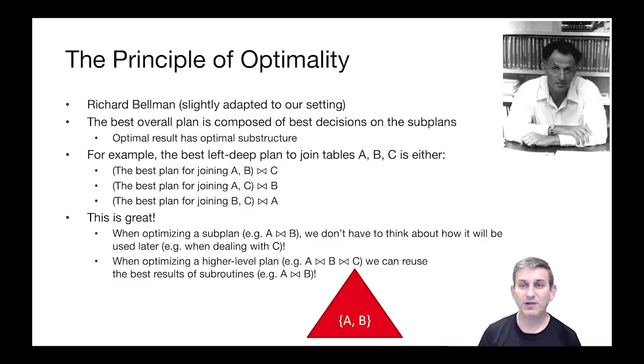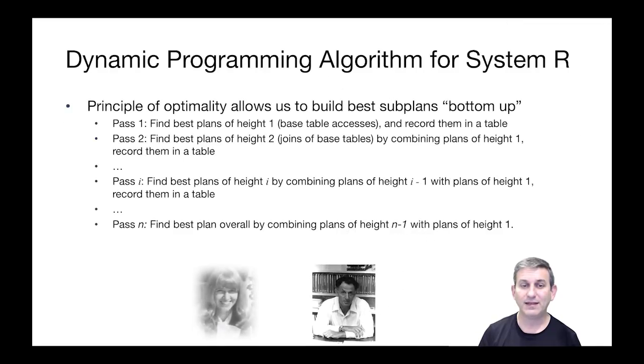Okay, so the principle of optimality leads to Bellman's dynamic programming technique, and we'll look at it in the way that it interacts with Pat Selinger's System R algorithm. So we're going to build these query trees bottom up. In pass 1, we're going to find the best plans of height 1. These are base table accesses, like scans. And we're going to record the best plan for each table in a lookup table. Okay, that lookup table will sit in memory.